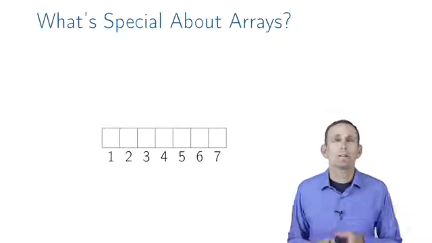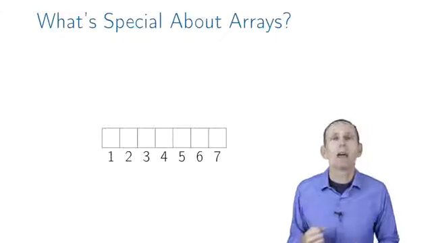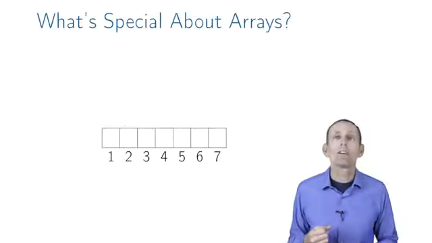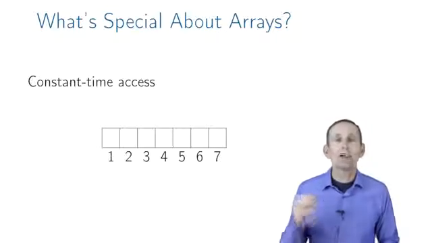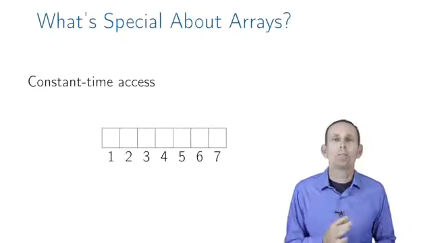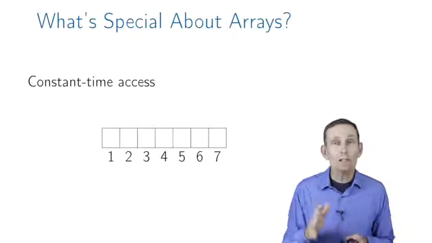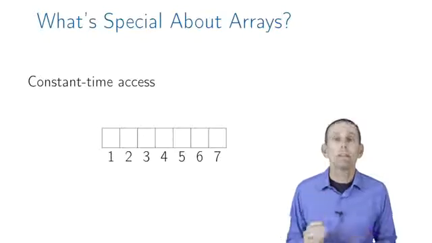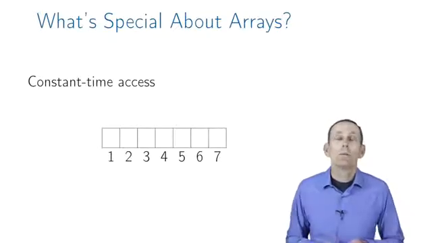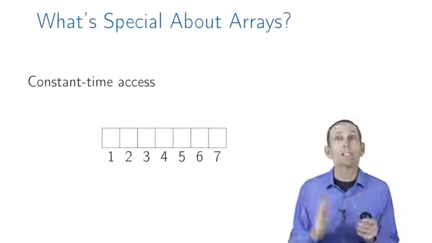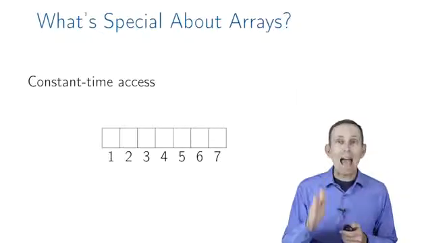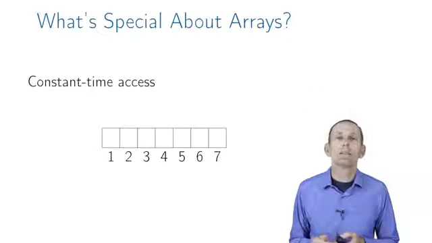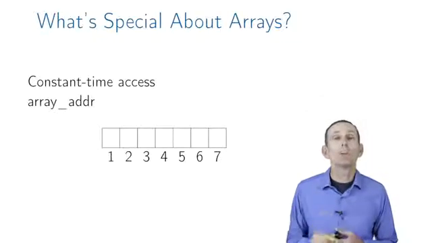What's so special about arrays? Well, the key point about an array is we have random access. That is, we have constant time access to any particular element in an array. Constant time access to read, constant time access to write. How does that actually work? Well, basically what that means is we can just do arithmetic to figure out the address of a particular array element. So the first thing we need to do is start with the address of the array.